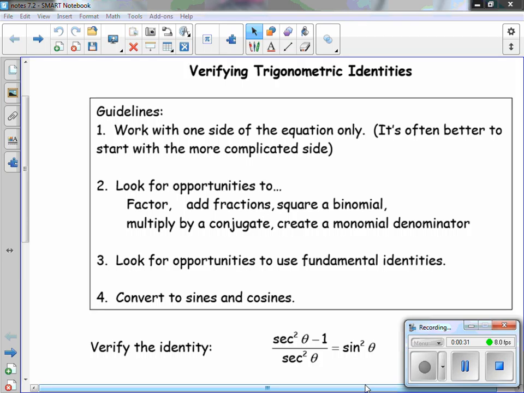All right, step 2, we look for opportunities of what we did yesterday: factor, add fractions, square a binomial, multiply by the conjugate, create a monomial denominator. So we want to try to get one side of the equation to look like the other, and those are the methods that we will utilize. All right. If you can use fundamental identities, primarily your reciprocal, Pythagorean, and quotient identities for now, that will be the way to go. And then one method that we will utilize towards the end, if nothing else works, is convert everything to sines and cosines, all right, which we do have the ability to do with our identities.